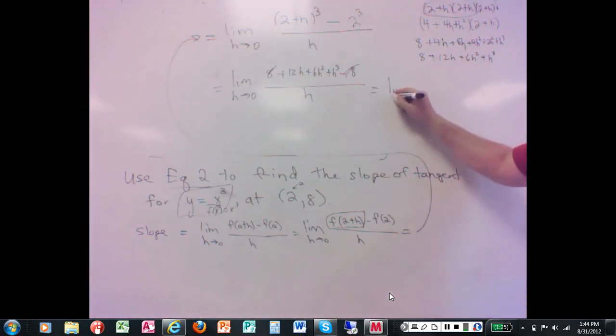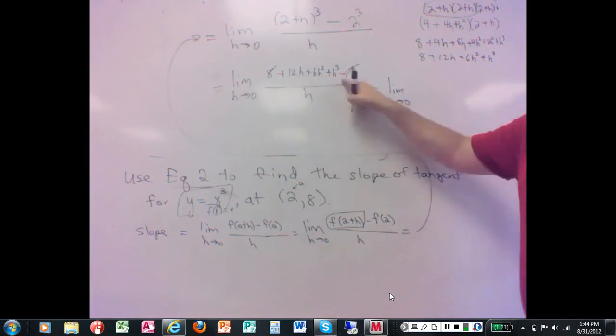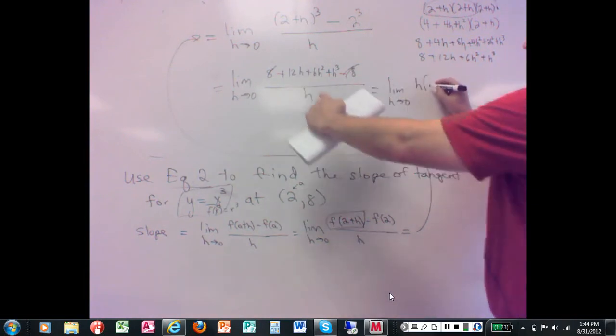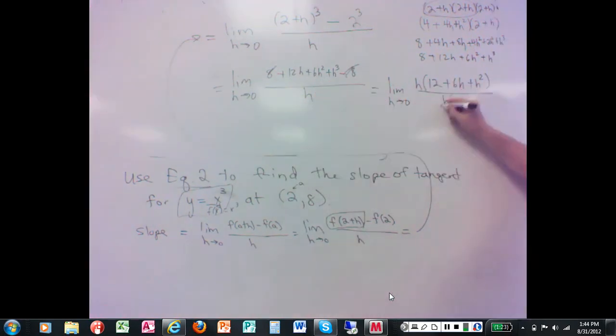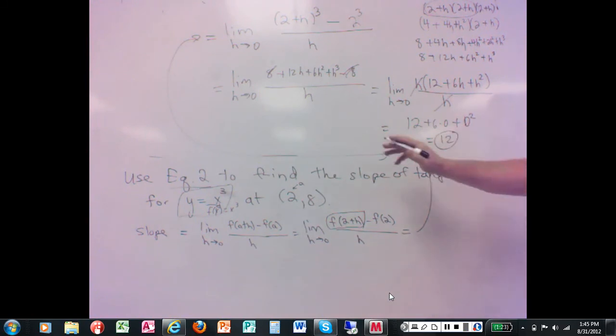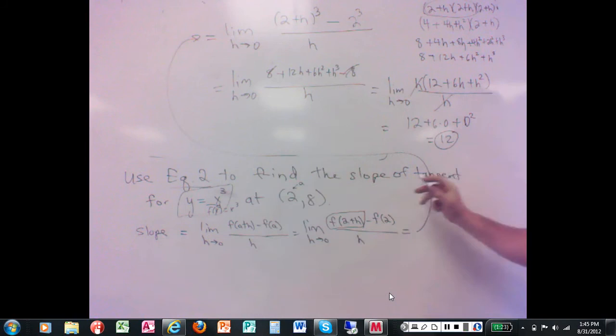What else? Factor. Now I have a common factor. I can take out an h. So that'll be h times 12 plus 6h plus h squared, over h. The h's cancel. Now I can do my limit. So the limit here will be 12 plus 6 times 0 plus 0 squared, right? Because h is going to 0. I get 12. And what I find is the slope of the tangent line at 2, 8.